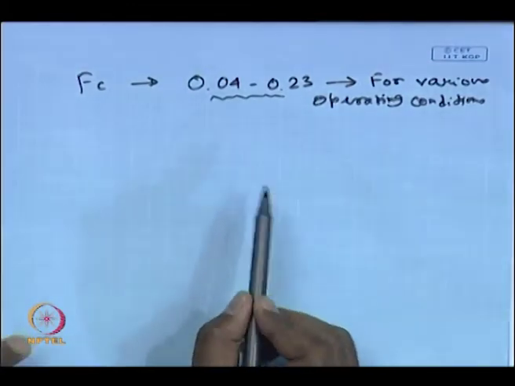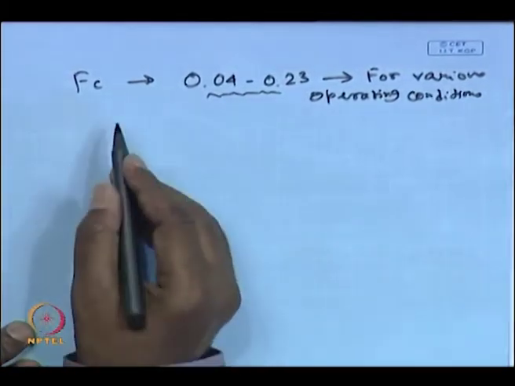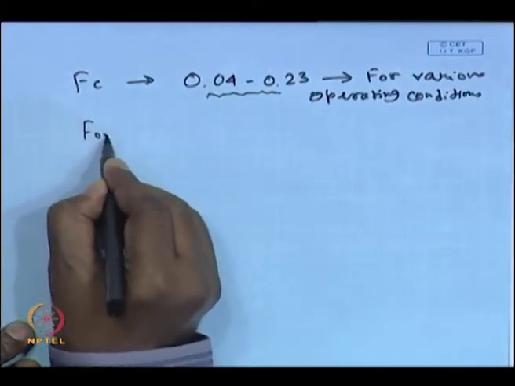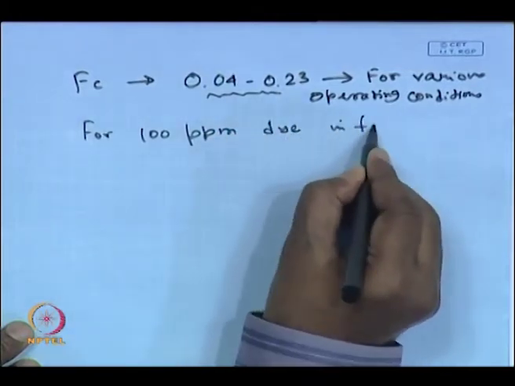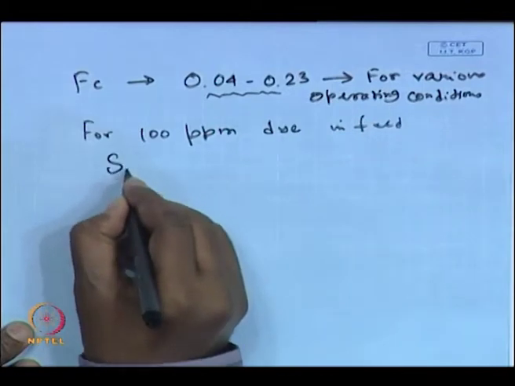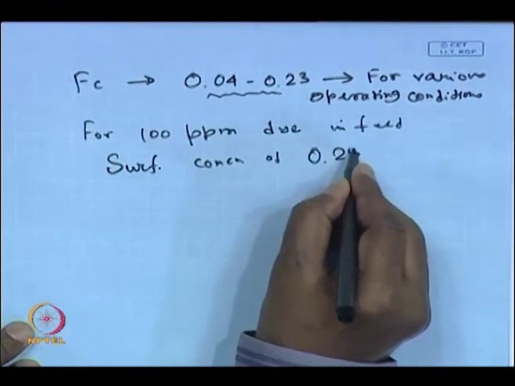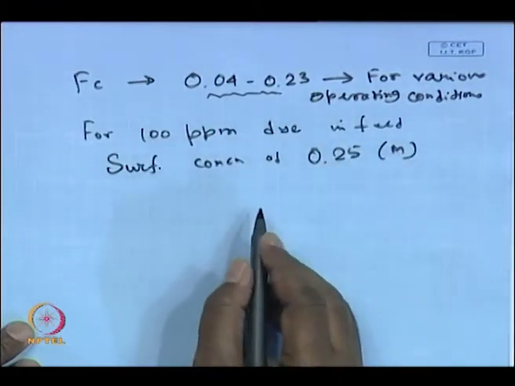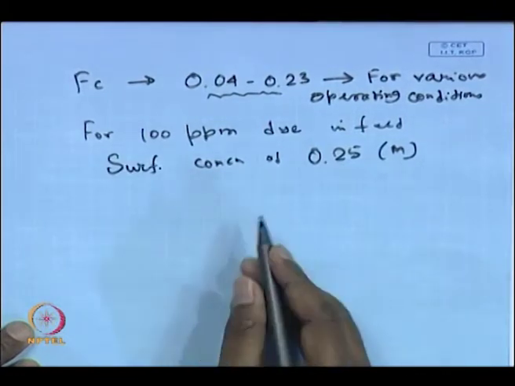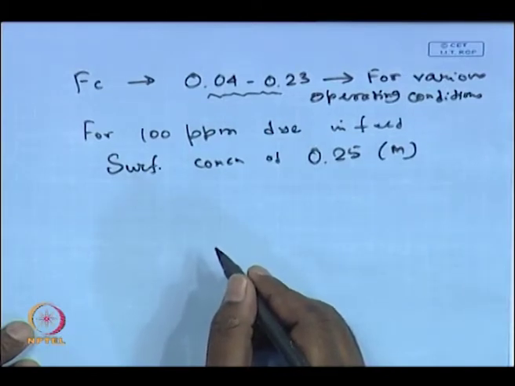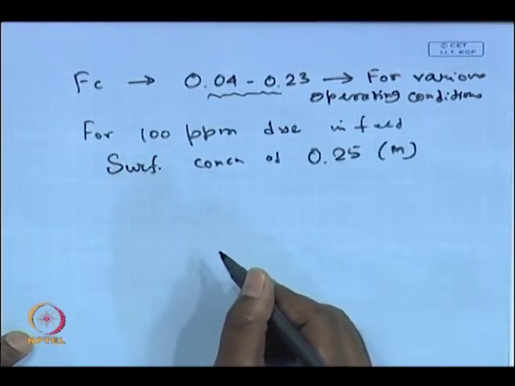Now, we can give an idea how much extraction one can have. If you have 100 ppm dye in the feed, and if you select a surfactant concentration of 0.25 molar, then one can remove 95% of the dye using TX 100, and using TX 114 you can extract in the tune of about 100%.